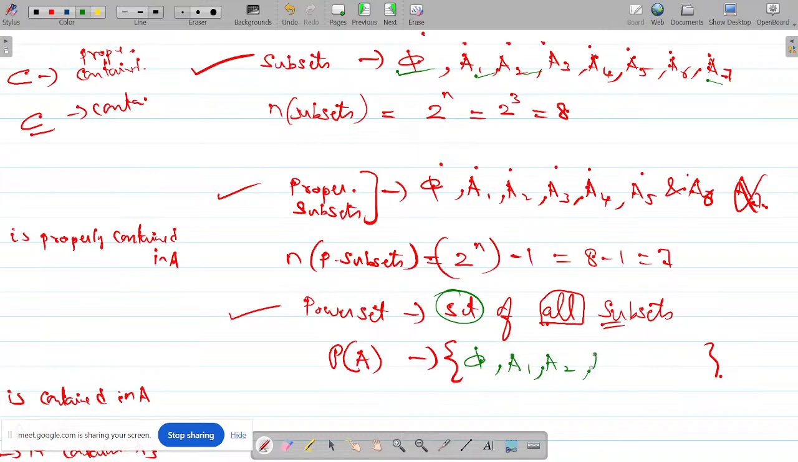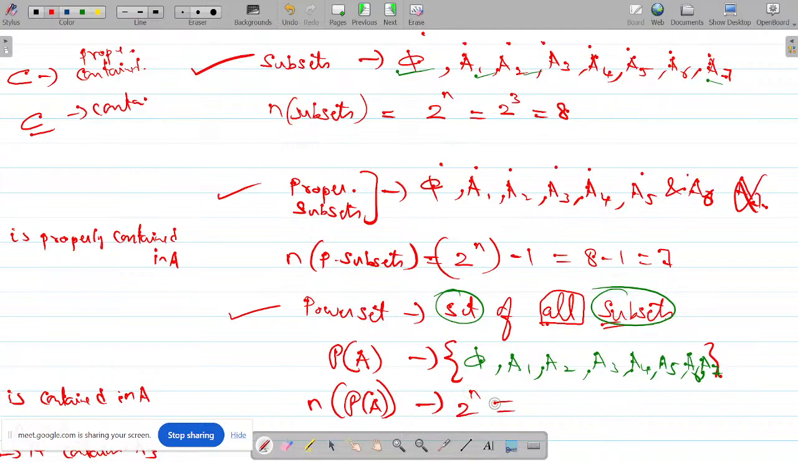Clear? A3, A4, A5, A6, A7 is present. We're talking about the subsets, not proper subsets. So when I say subsets, A7 will be automatically present. So I have to list A7 also. Clear? Yes, now tell me, what is n of script P of A, which means the cardinal number of the power set, which means how many elements will be present in the power set? 8, which follows from the formula 2 power n. That's it. So one major concept over.